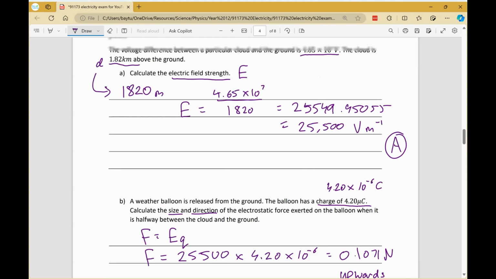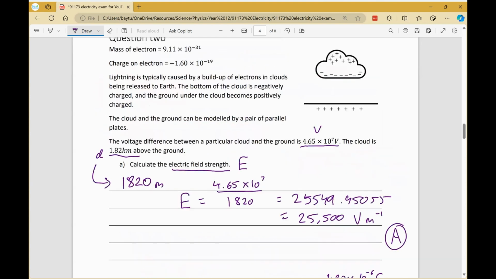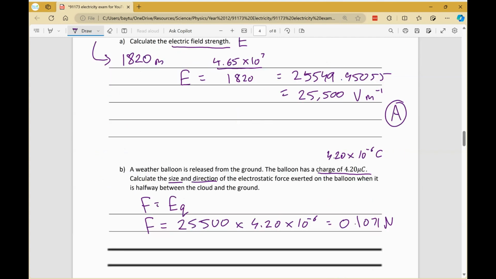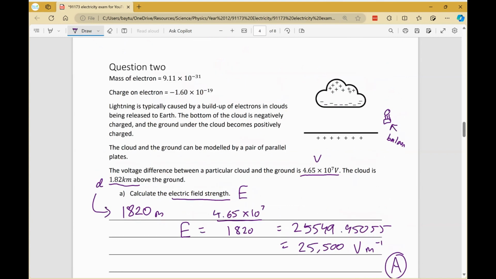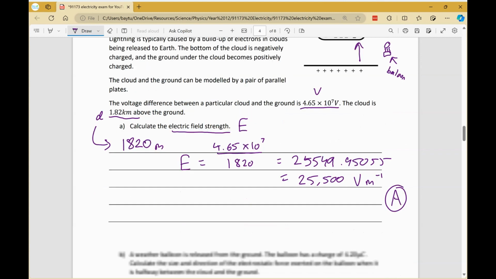If you want to know why, let's take a look at this diagram again. The ground is positively charged and the bottom of the clouds is negatively charged. So if we have a balloon, I better label that because it's not exactly clear. That's a balloon, and we were told that's positively charged. So the force will be, you can either think of it as being repulsed by the positively charged ground or attracted to the negatively charged clouds above. So that's why the force is upwards.